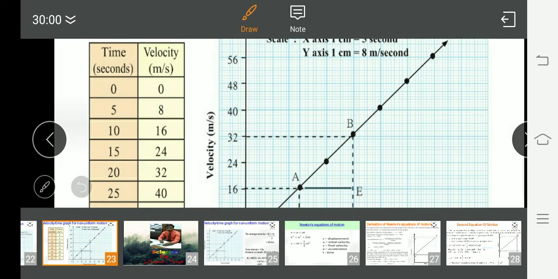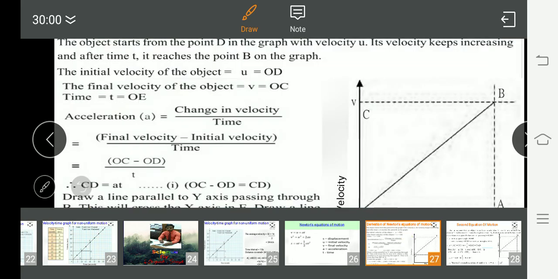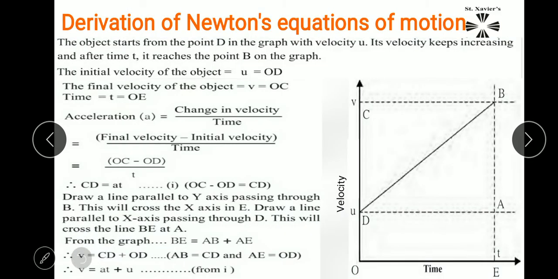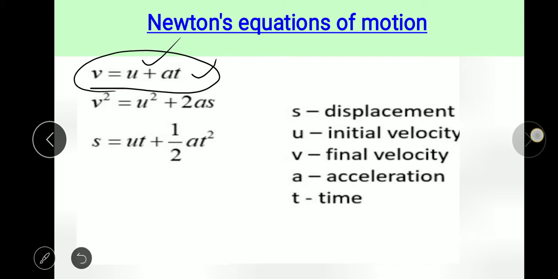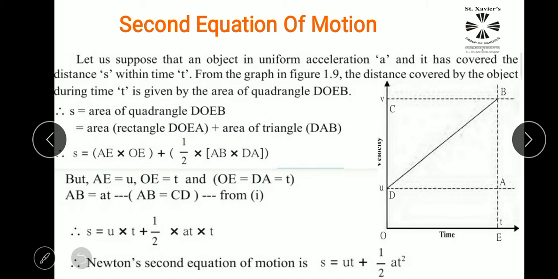Sorry, students. V is equal to AT plus U. Now I'll show you here. V is equal to AT plus U. This is our first equation of motion, students. Now let us continue with the next.